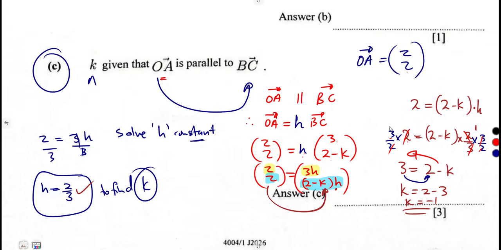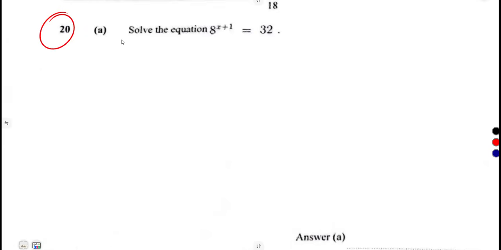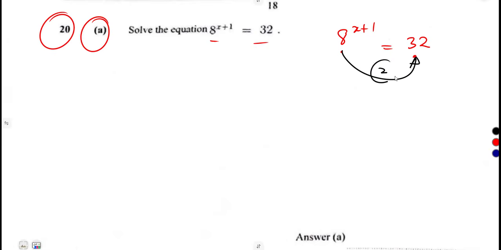K is to be equal to minus 1. Okay. Then number 20, solve this equation A, from your indices. Just make sure that the bases are the same. 8 to the exponent of x plus 1 is equal to 32. So which base can we use? They're supposed to be the same base, and it must be the simplest base. So 8 and 32 can be taken to the base of 2.